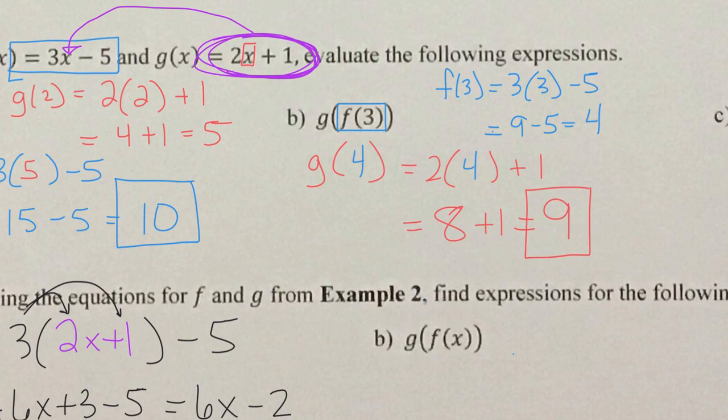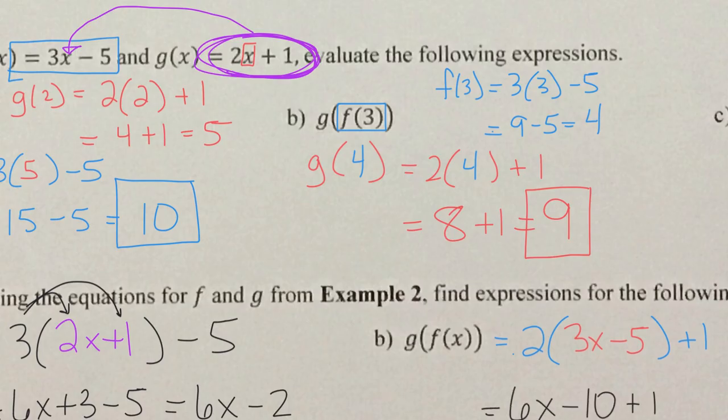So let's look at the other one, do the other way. Now it says take my g function, which is multiplying something times 2 and adding 1. And that something that I'm going to put in is now a 3x minus 5. So this is more like the ways we see composition is with an equation, right? We're replacing x with an equation and simplifying it as much as possible.